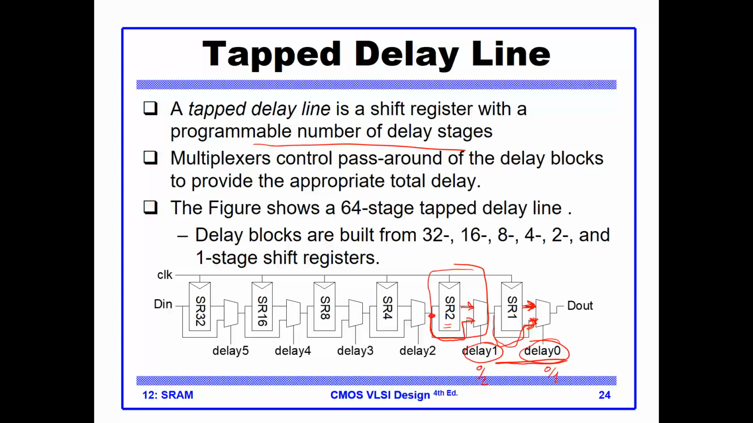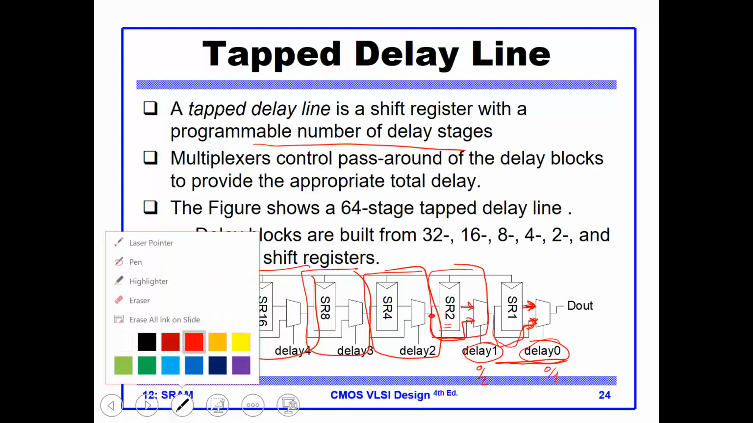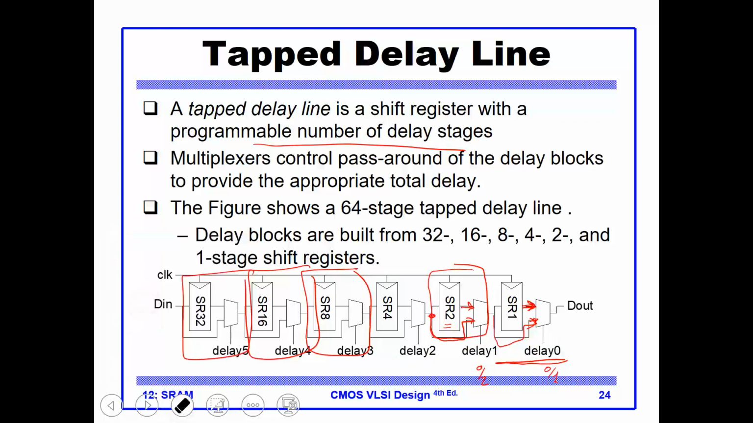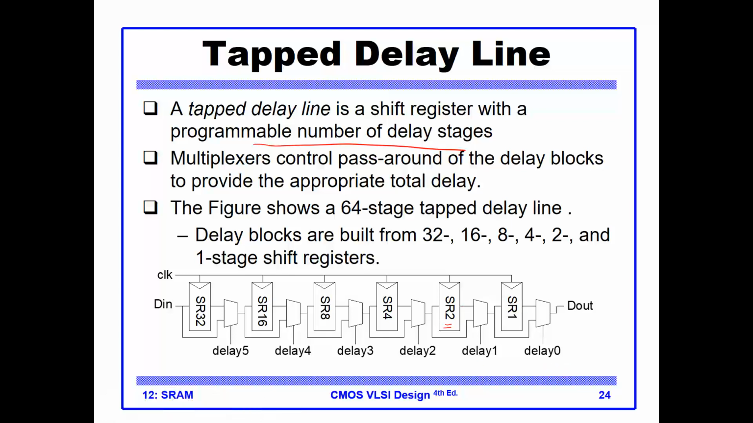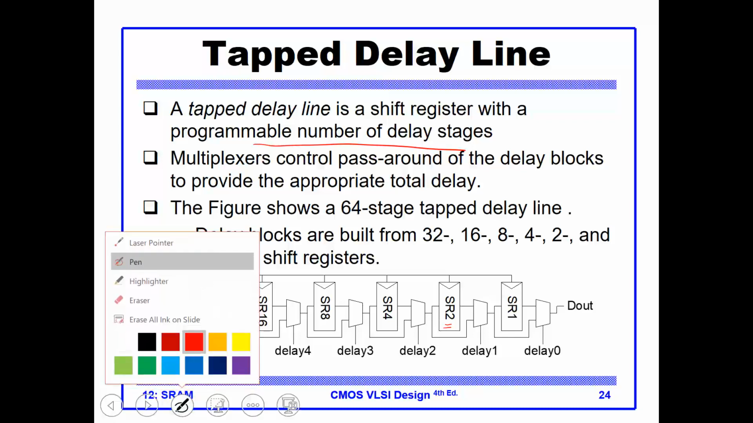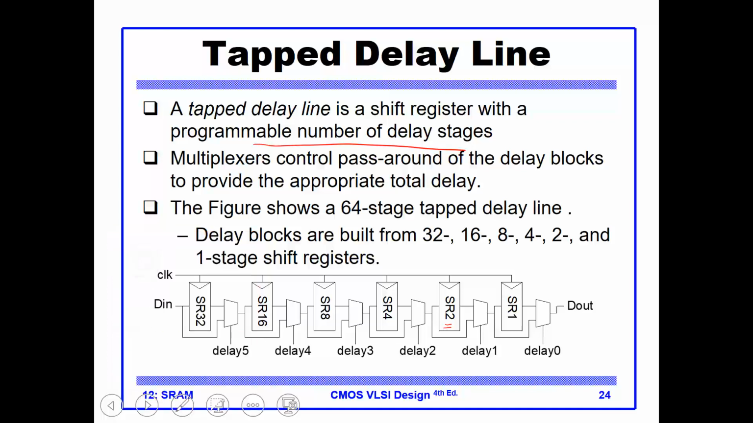And repeat: SR for 4 cycles, SR 8 cycles, SR 16 cycles, SR 32 cycles. You can see that this is looking as if I have a binary value. So suppose, for instance, I want to delay this data 3 cycles.